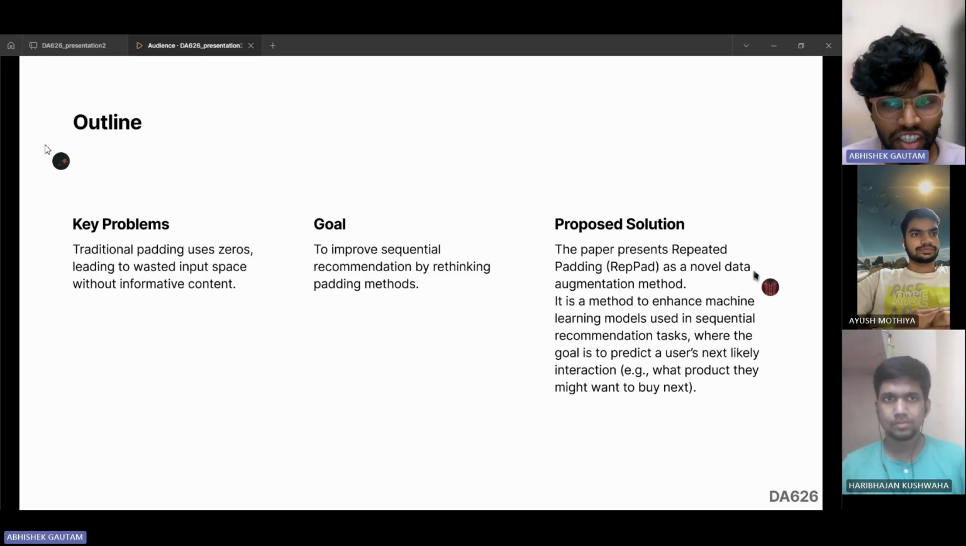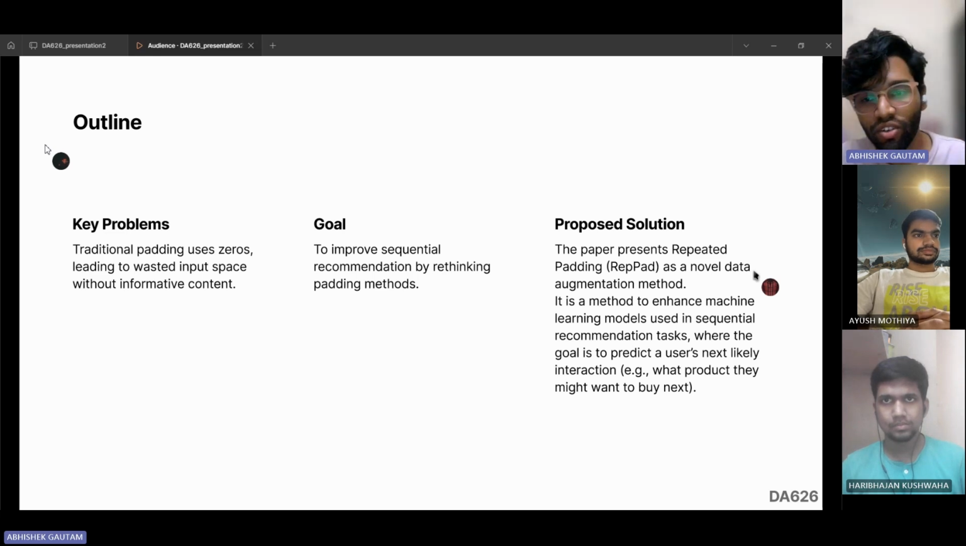Let's begin by discussing a key issue in the current state of sequential recommendation systems: traditional padding. In models, padding is applied to sequences that are shorter than the predefined maximum length. Typically, the padding content is just zeros, which don't carry any meaningful information. This leads to wasted input space, as zeros are ignored during the model's calculation. While padding ensures that all sequences are the same length, it does not contribute to the model's ability to make better predictions.